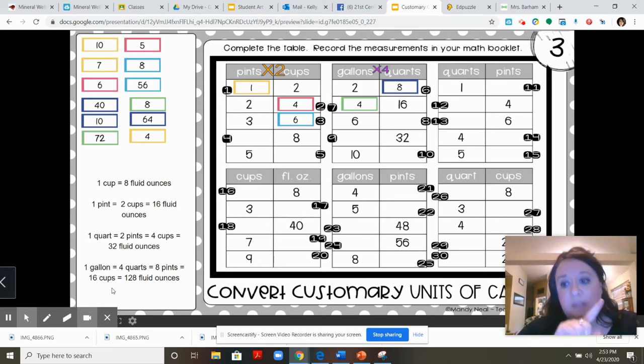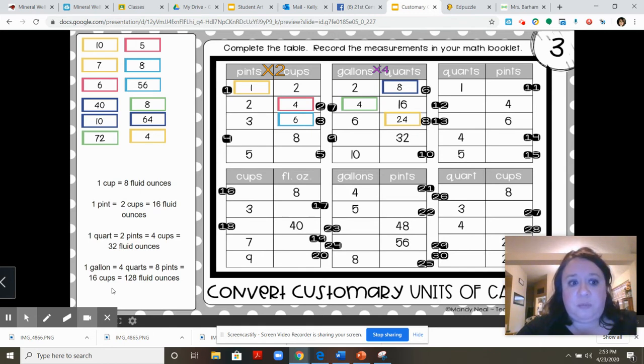6 times 1 is 6. 6 times 2 is 12. 6 times 3 is 18. And 6 times 4 is 24. So 24 should go over there. Okay, and then I'm left with 2 more for you to fill in later.